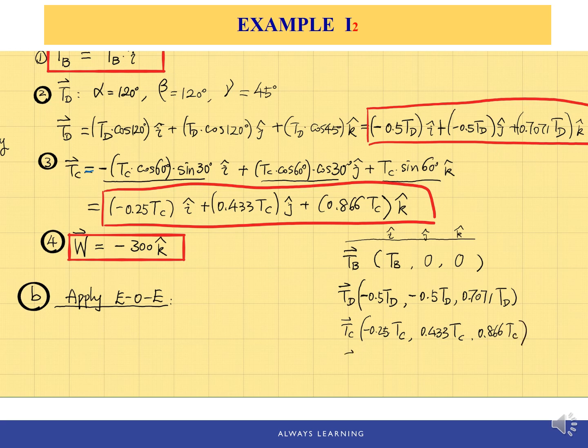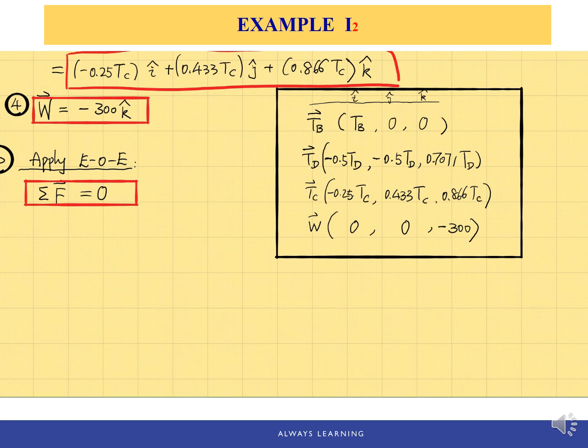Lastly, we have this weight, the given force, which is equal to x component 0, y component 0, k component negative 300. We know it's pound force. Okay, put in here. So remember from the equilibrium condition where the sum of all the forces in vector form is 0, will give us 3 equations of equilibrium.